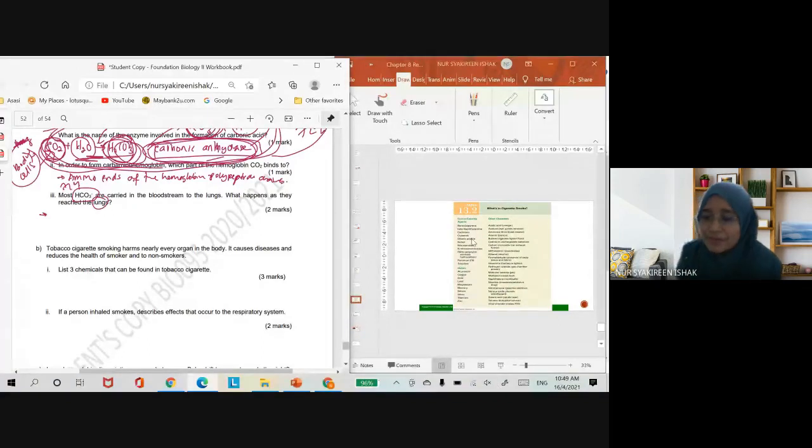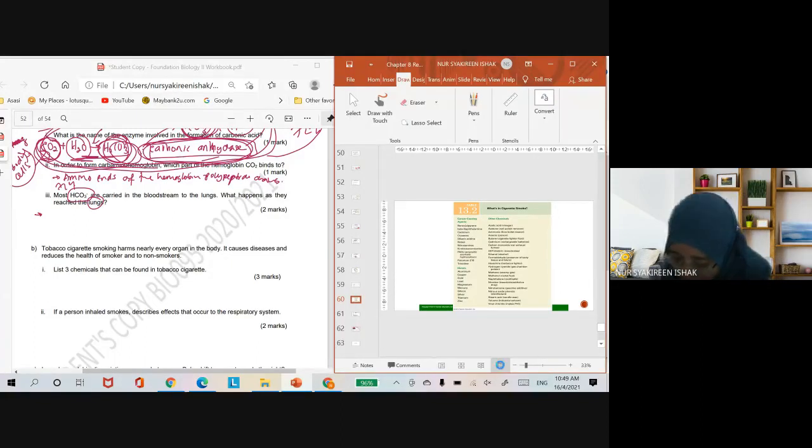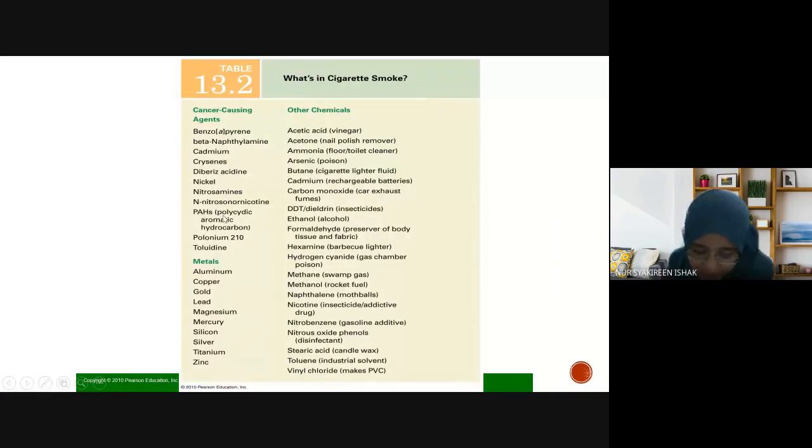Okay. So dalam ni ada banyak. Kan? So just pick any 3. And then you just list, okay, in your answer. So it can be methanol, it can be acetic acid, arsenic, ammonia, hexamine, stearic acid. Kalau saya enlarge kat sini ada banyak lagi. Ada metals kan, ada copper, ada gold tu. Zinc, all these chemicals. So these are the cancer-causing agents that are found in the cigarettes. Okay, cadmium, nickel, all these chemicals.